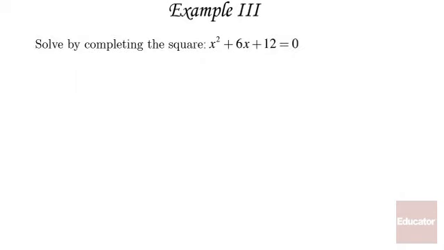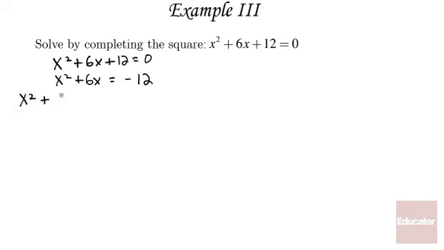Solve by completing the square. The first step is to isolate the x variables on the left side of the equation. So subtract 12 from both sides. Then complete the square by adding b squared over 4 to both sides. And it's very important that you do this to both sides to keep the equation balanced.